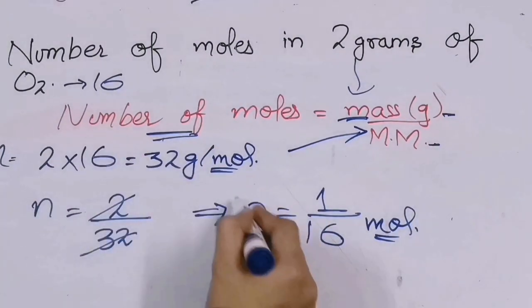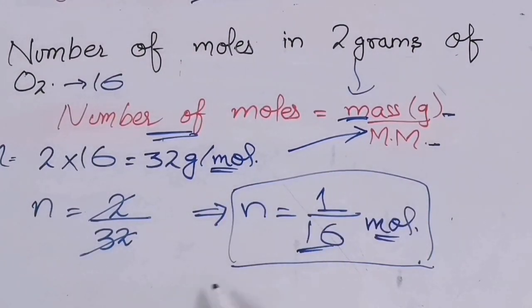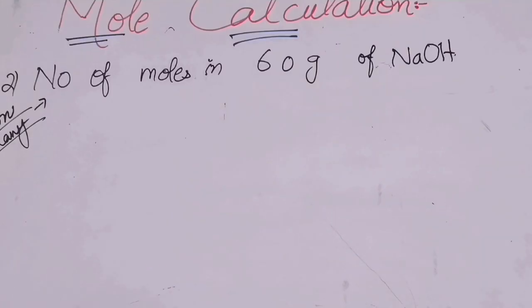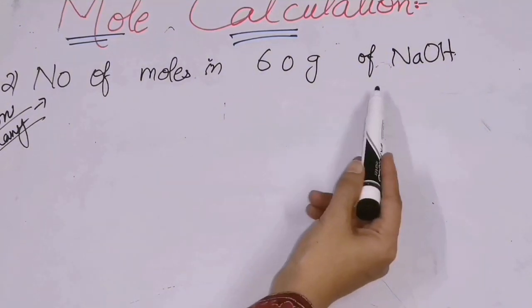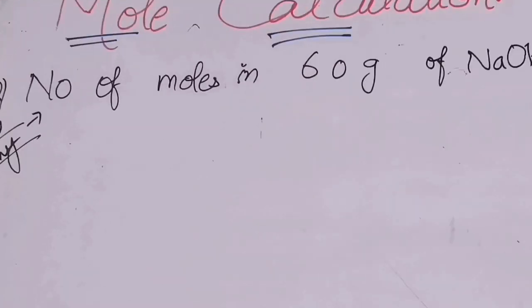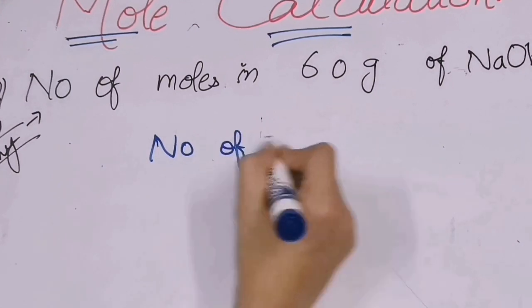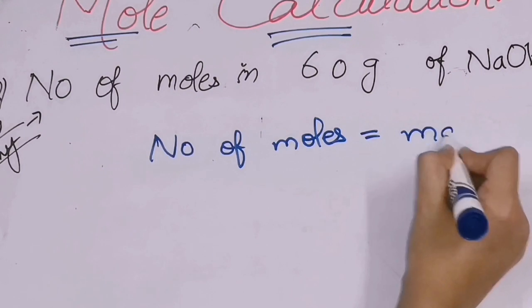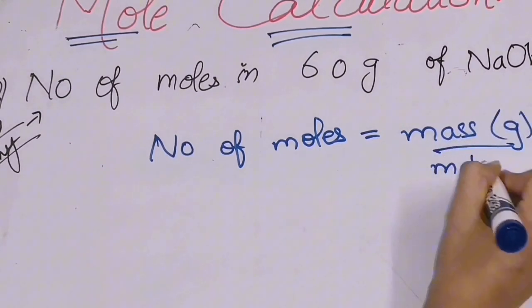So this is how we will find the number of moles. You can further divide it and write the answer in decimal form as well. Now the next example that I am going to discuss is: how many moles are present in 60 gram of sodium hydroxide? For this we will use the same formula, that is number of moles will be equal to mass in gram divided by molar mass.